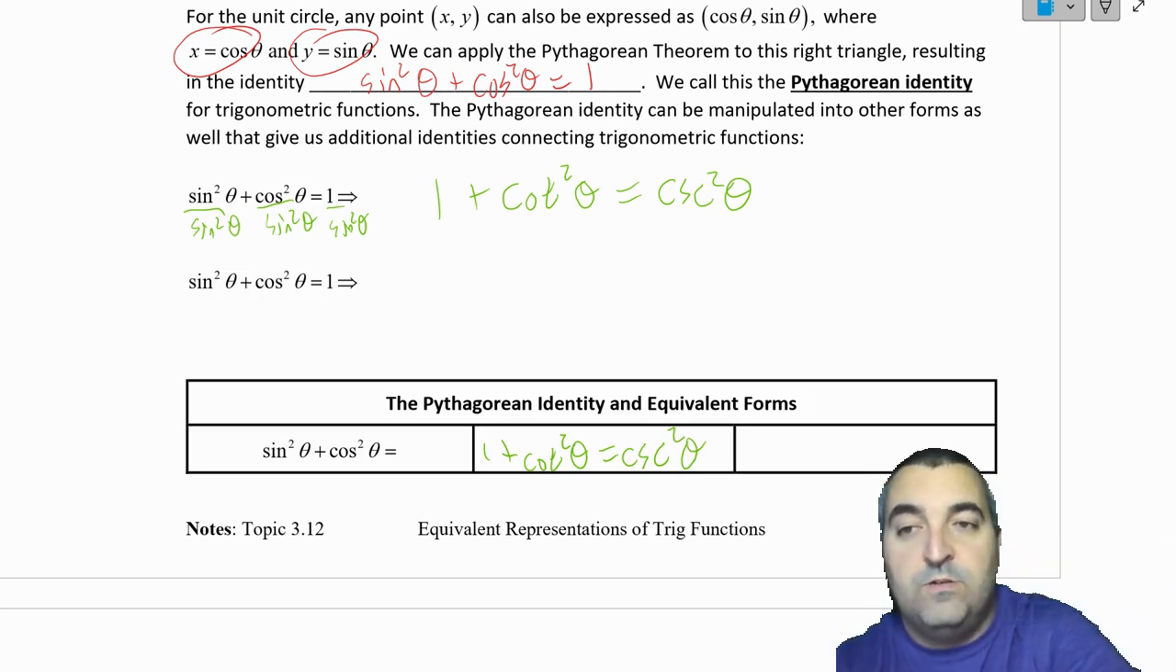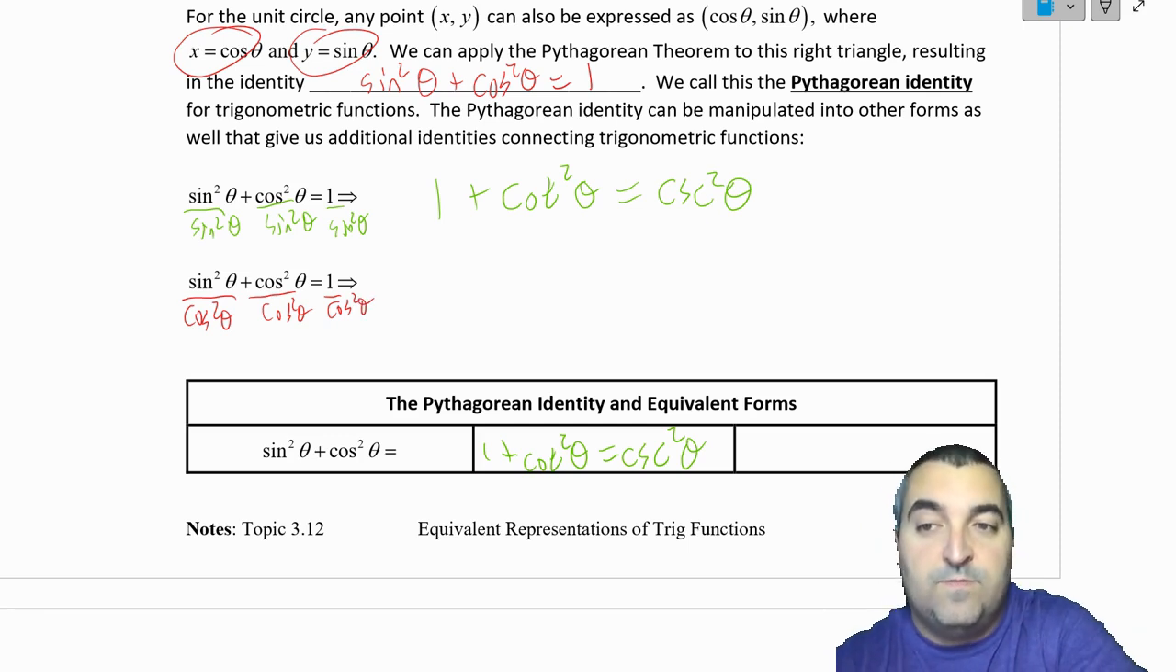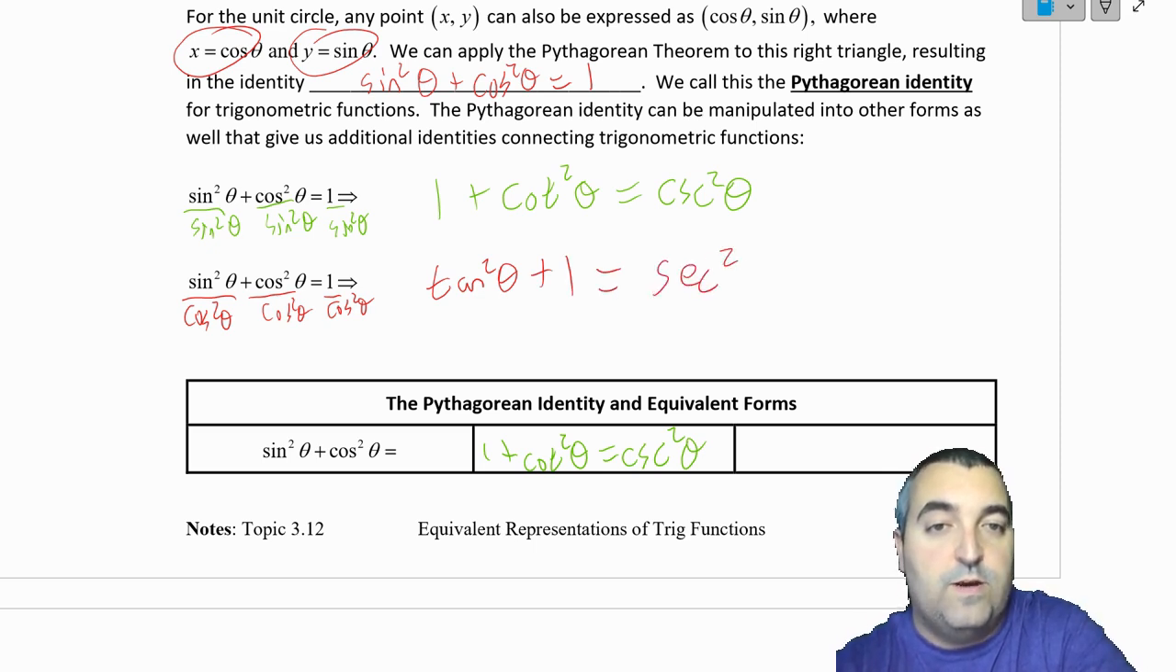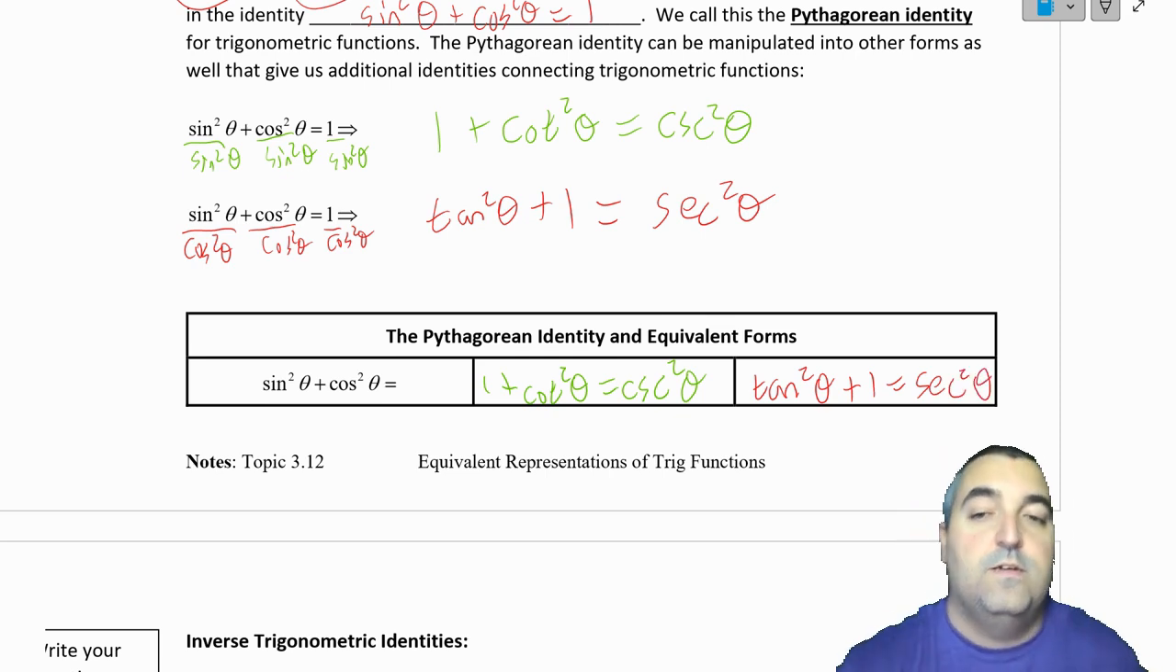And then we do the same idea, but this time we're going to divide by cosine squared. It ends up working out very similarly. If we have sine over cosine, which is tangent, and they're both squared, so it's tangent squared. Cosine squared over cosine squared is plus 1. 1 over cosine is secant, it's squared, so there we go. And then this is the other Pythagorean identity: tangent squared of theta plus 1 equals secant squared of theta.